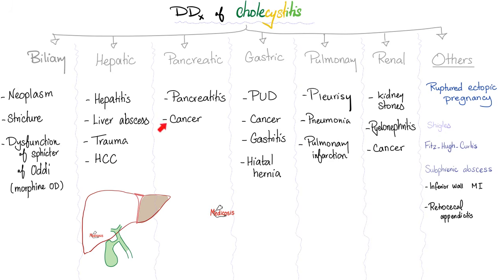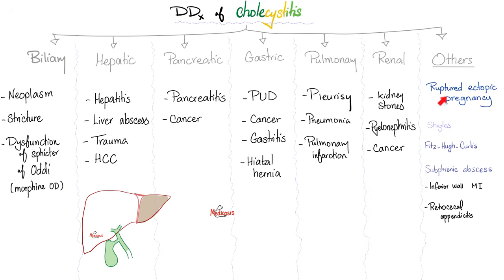Pancreatic problems: pancreatitis or pancreatic cancer. Gastric problems: peptic ulcer disease, because remember, cholecystitis pain can start in the epigastric region. Cancer of the stomach, gastritis, hiatal hernia. Pulmonary problems: pleurisy on the right side, pneumonia on the right side, pulmonary infarction on the right side. Renal problems: kidney stones, pyelonephritis, which is inflammation and infection, and kidney cancer. Others, be careful. Ruptured ectopic pregnancy can lead to pain in the right upper quadrant.